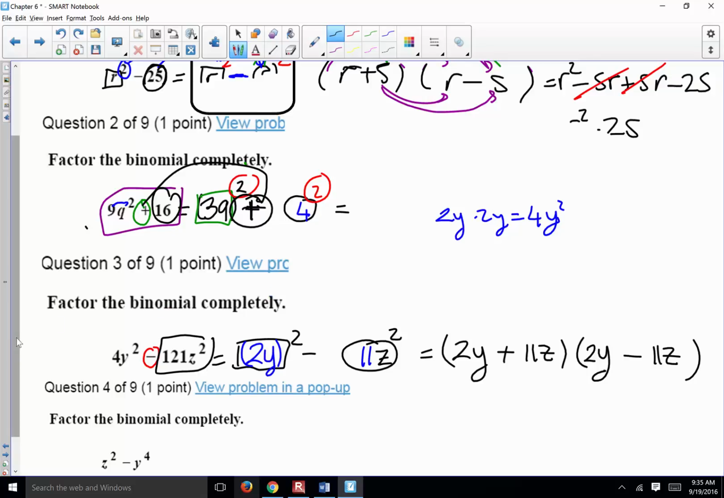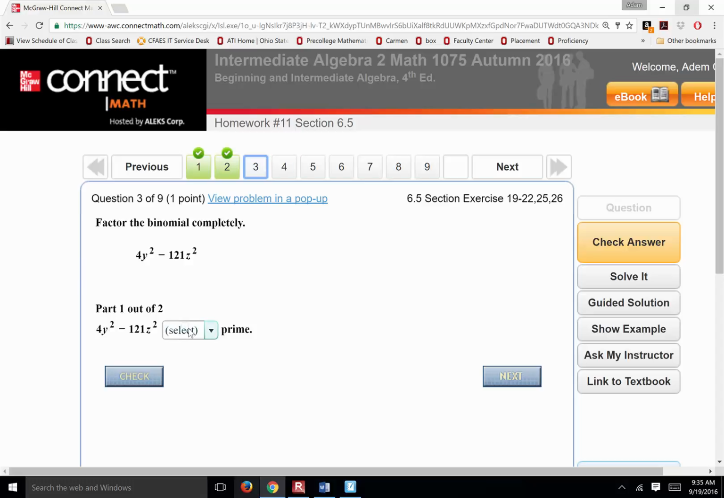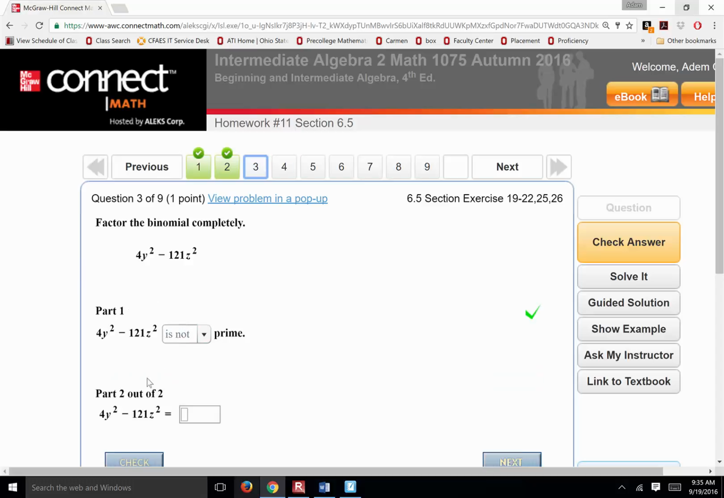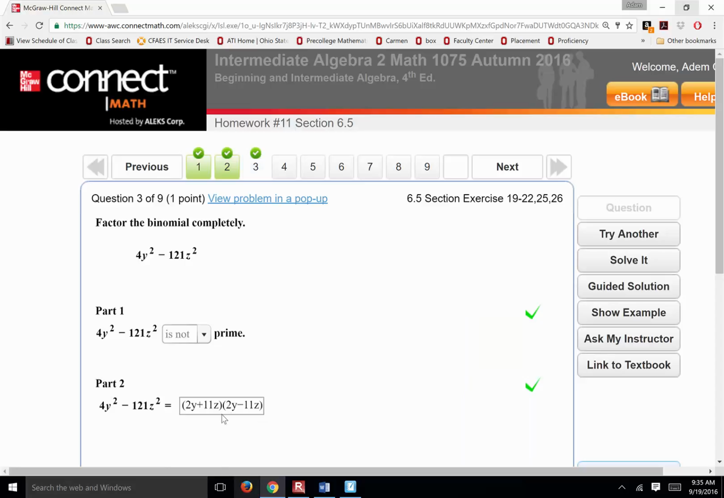For now, until you try this on your own with your own hands, you will see mistakes happening. It's okay to do that. Yep, this is what I'm gonna type in. First, I'm gonna say it's not prime because I have two factors. You need to put two parentheses here. One with 2y minus 11z. Or why don't we make the first one positive? Let's do positive this time. And then 2y minus 11z. There you go. Okay.